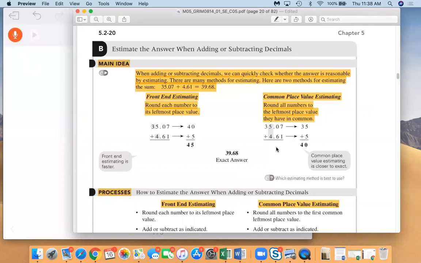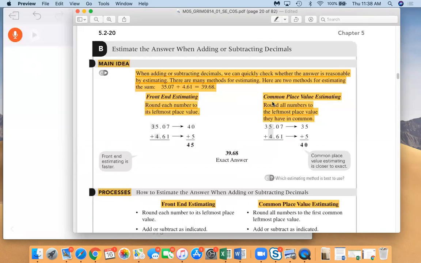So front-end estimating is round each number to its leftmost place value. So in this example, we have 35.07 and 4.61. The leftmost place value for the top one is 3. When we round it up, we get 40, right? Because that 5 rounds it up to a 4. Here we have 4.61. When we round up the 4 based on that 6, we get 5. So we know the answer should be about 45.